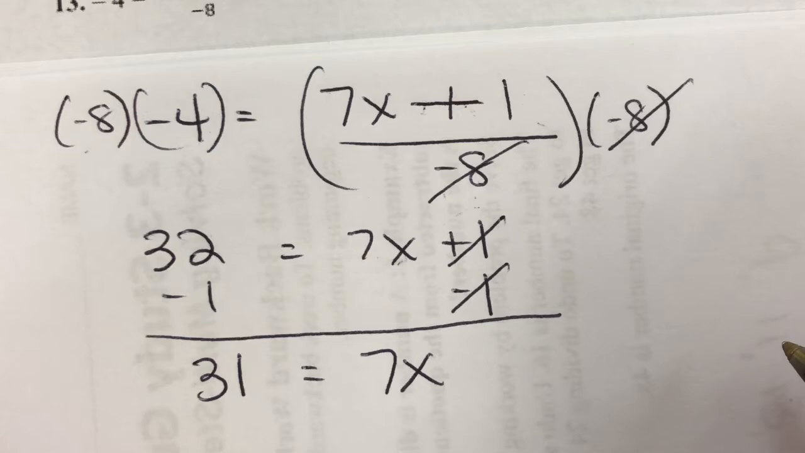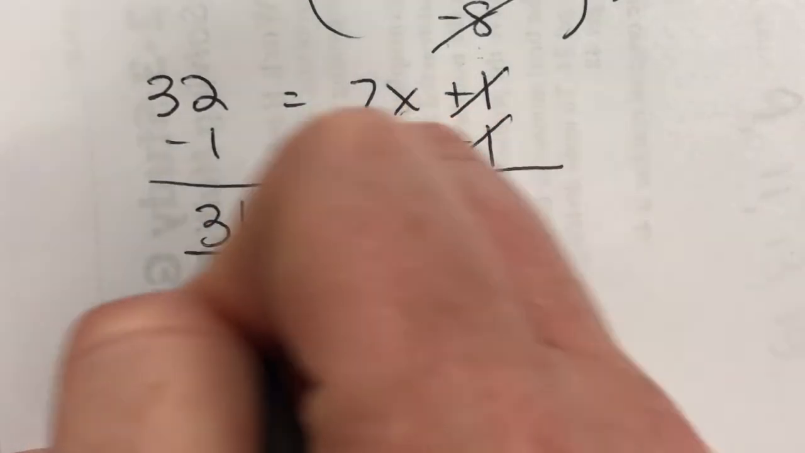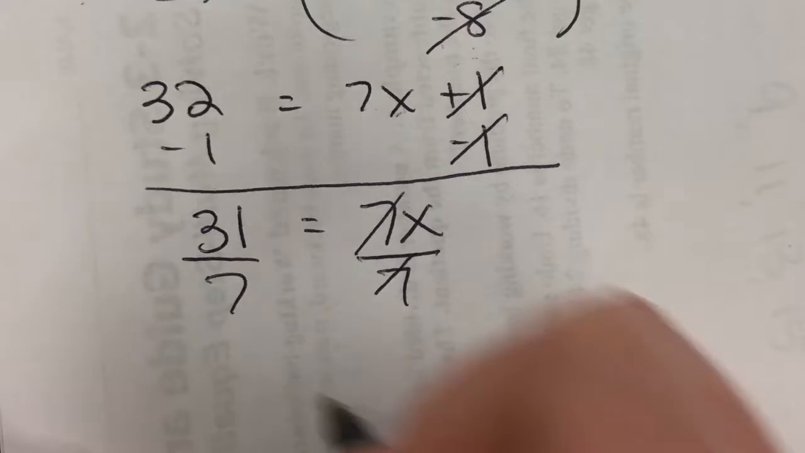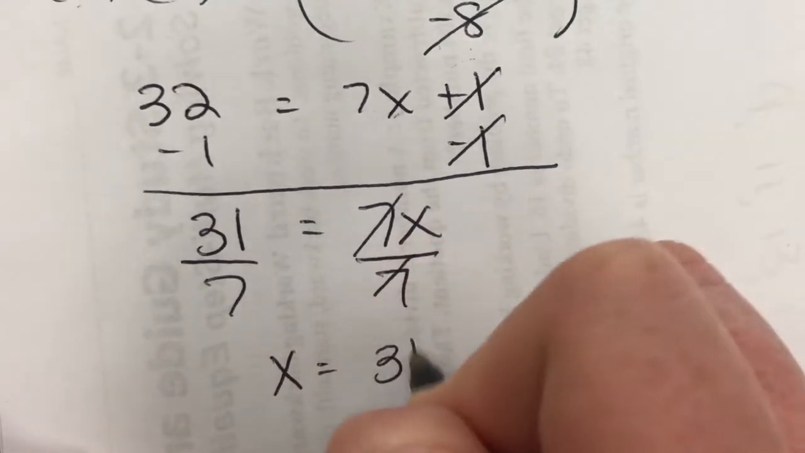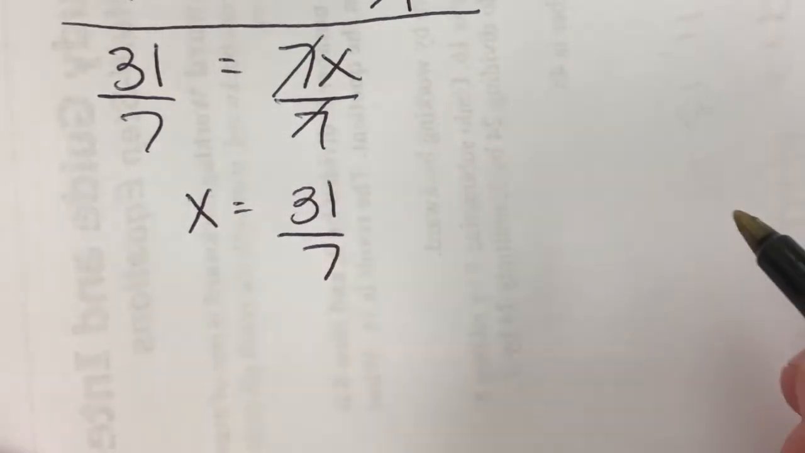Did I do that right? Yeah, positive 32 plus 1 minus 1. I don't know why it's gonna be a fraction, but it is. So then we divide by 7. Divide by 7, these cancel, and x equals 31 over 7, which we are capable of simplifying, right?